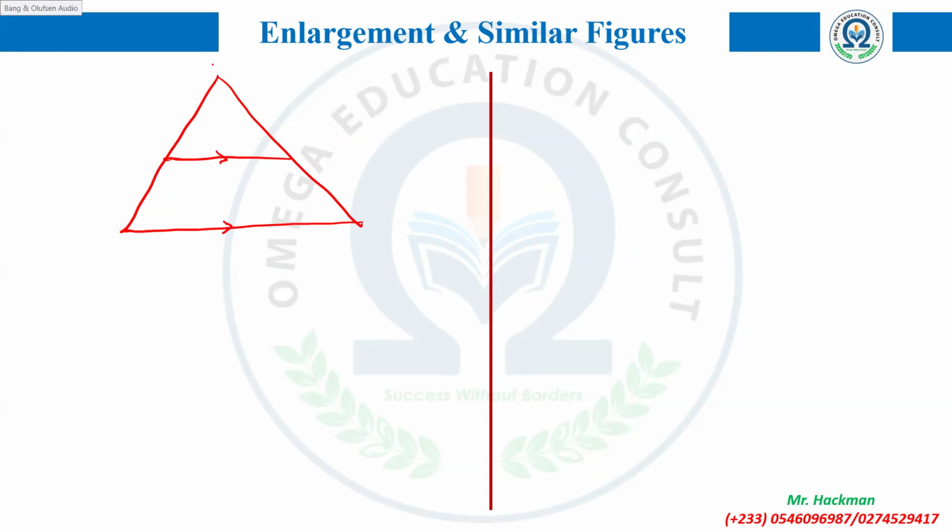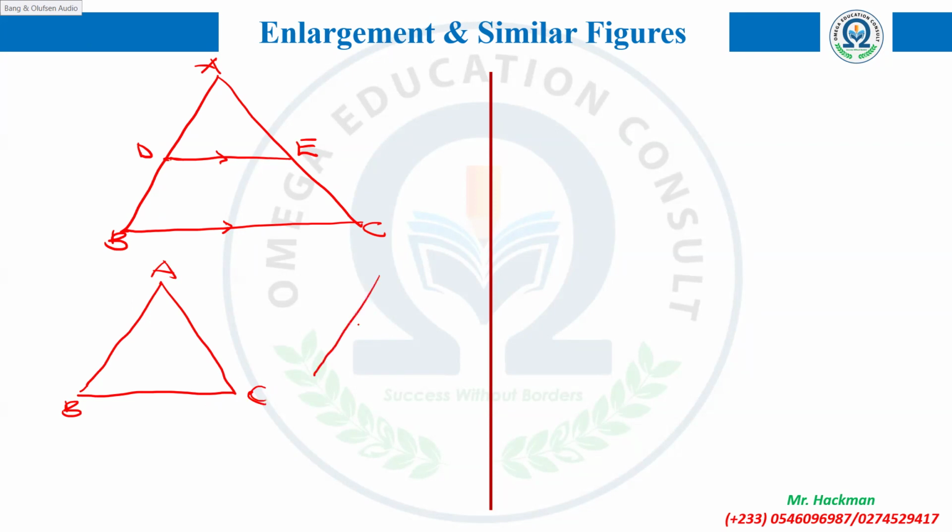Let me call this A, B, C, D, E. How many triangles can you see in this figure? 2. Do you all agree that you have 2 triangles that we can consider? So I'm going to separate the triangles. The bigger triangle is triangle ABC, and the smaller triangle is triangle ADE. Do you agree?